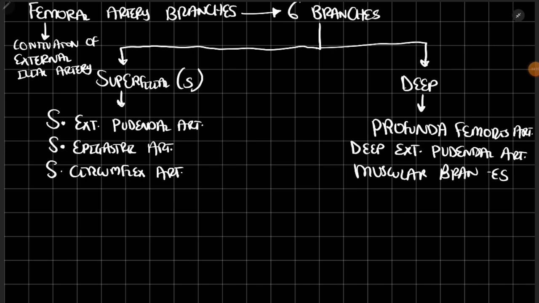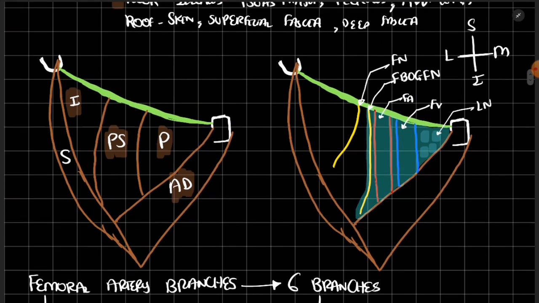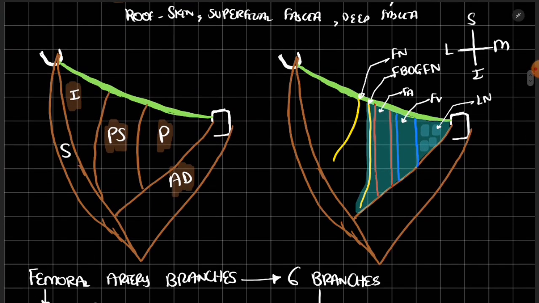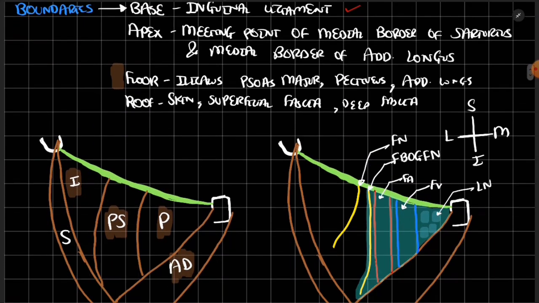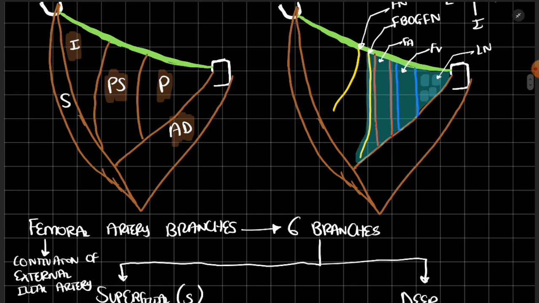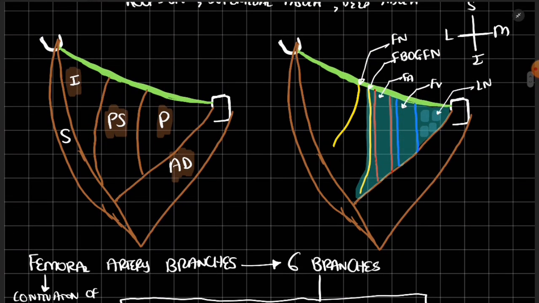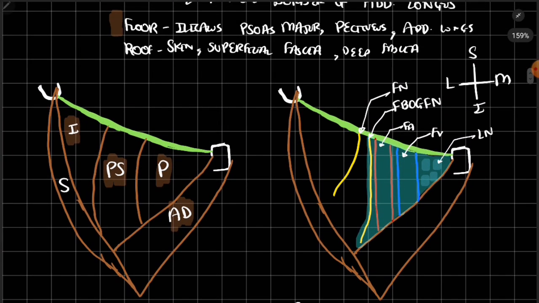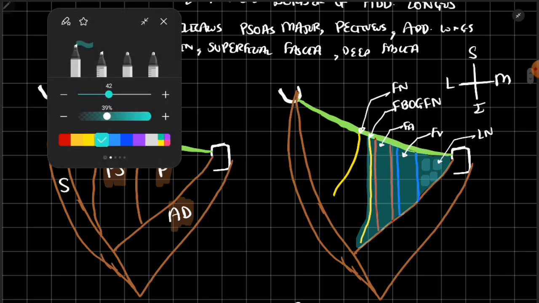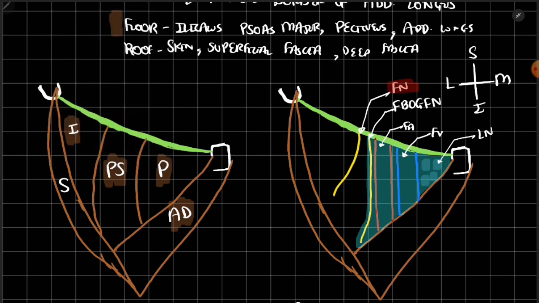Now this was all about femoral triangle. First we described the boundaries, then we drew the diagram, then we told the contents. Let me just highlight the contents. These are the contents.